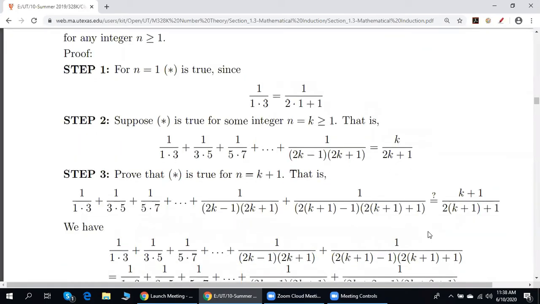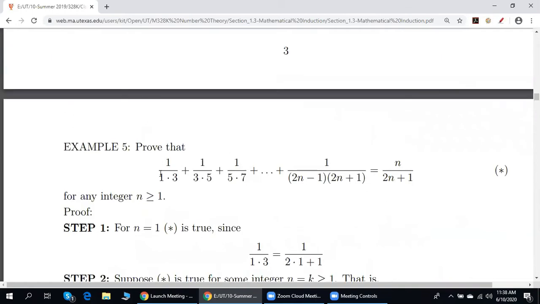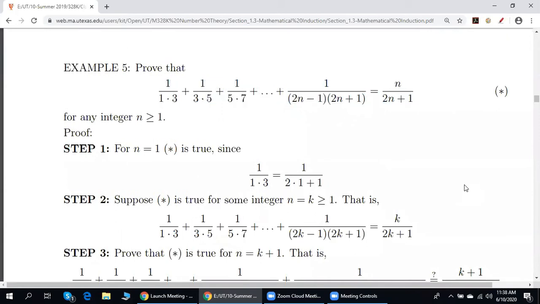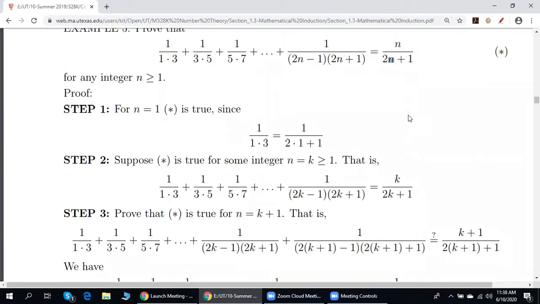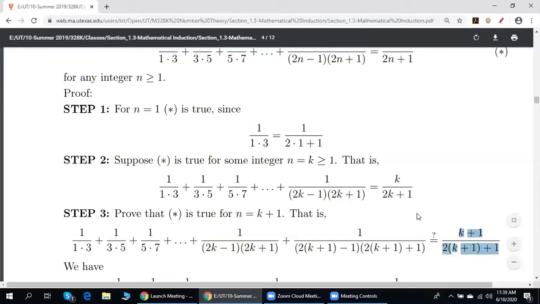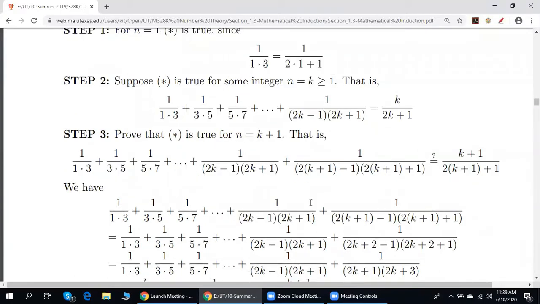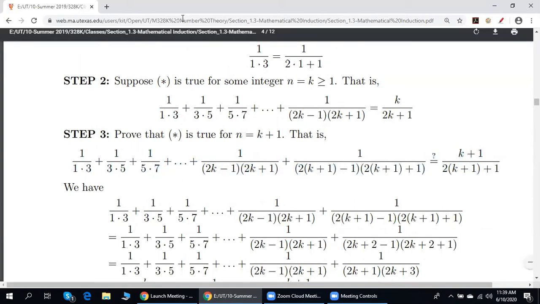And now, the hard part is step 3. Now we want to prove that this is true for n equal to k plus 1. So, first, we replace n here, here, here, and here by k plus 1. Done. And again, for convenience, let us write down the previous term. We will need it in a moment in order to prove this, because we will use step 2.